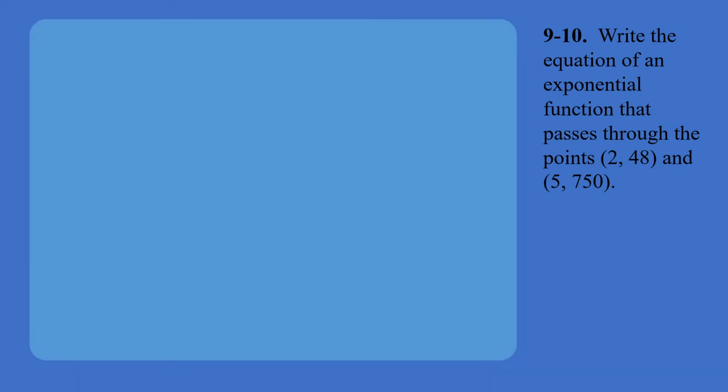Write the equation of an exponential function that passes through two given points, and you can see there I've got 2 and 48 and 5 and 750. So if I was to think about this in terms of a multiple representation, I might look at a table of values, and I would have my x values and my y values, 0, 1, 2, 3, 4, and 5. So I don't know the 0th term or the first term, but I do know that term 2 is the number 48. So 2 produces 48, and 5 produces 750.